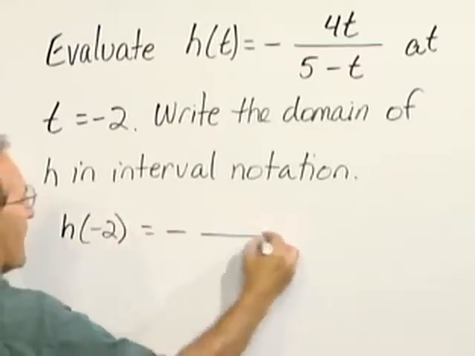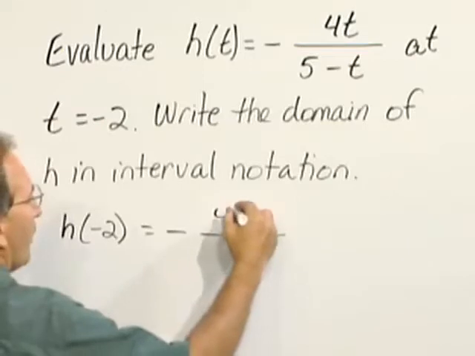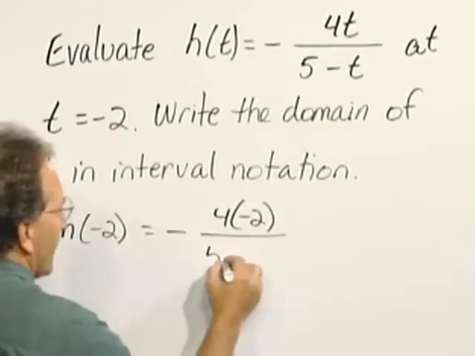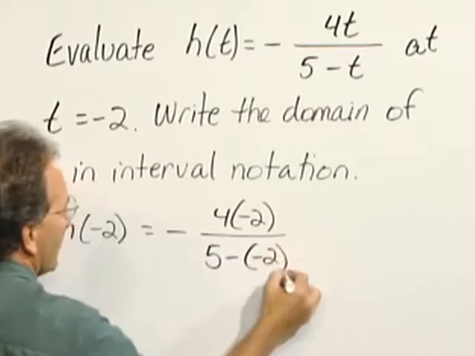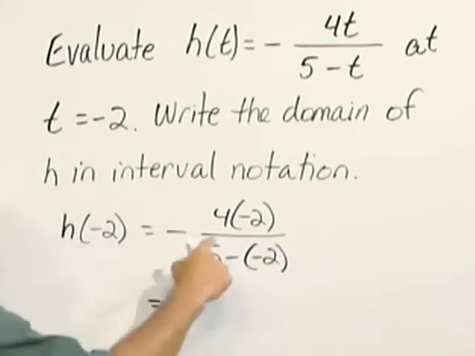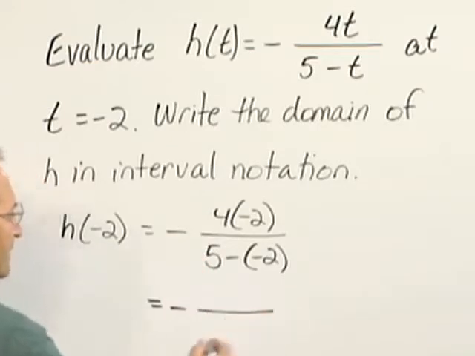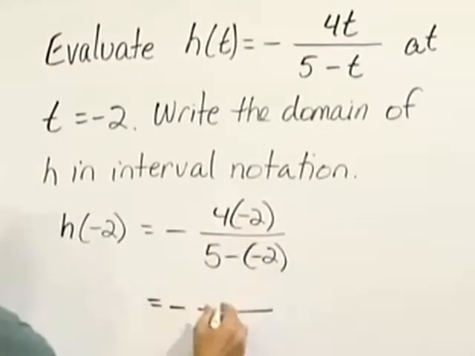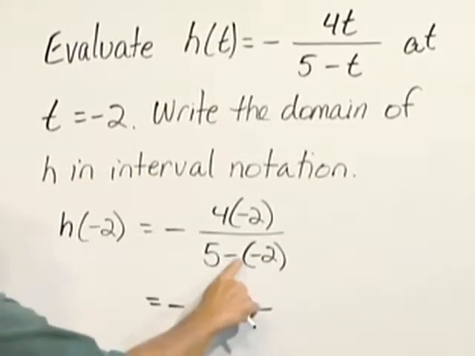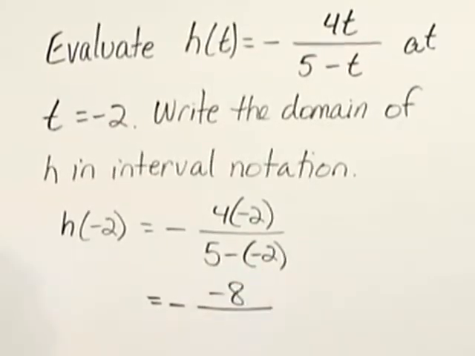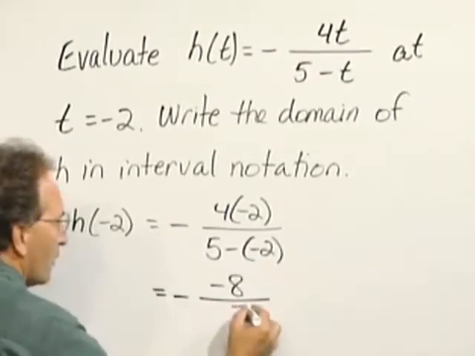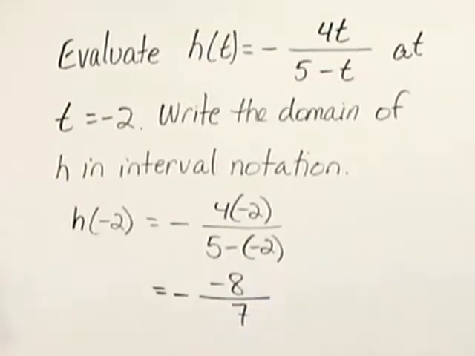That's equal to negative the quantity 4 times negative 2 divided by 5 minus a negative 2. So this would be equal to, the negative remains in the front, 4 times negative 2 is negative 8. When we subtract a negative, that's the same as adding a positive. So that's really 5 plus 2, or in other words, positive 7.